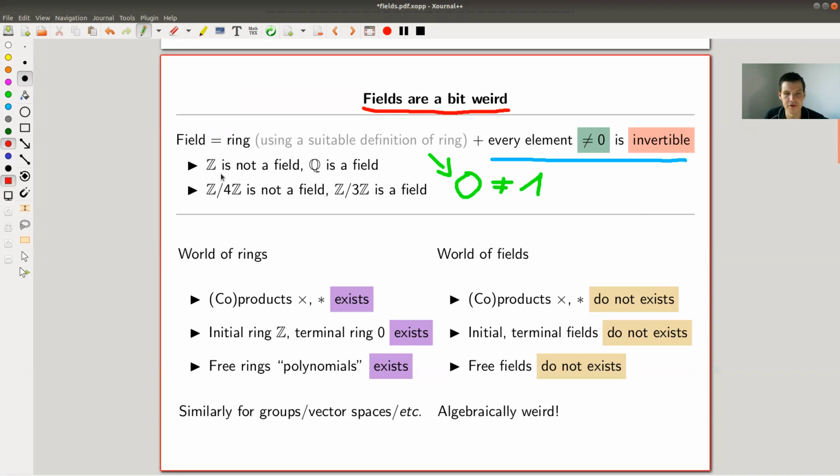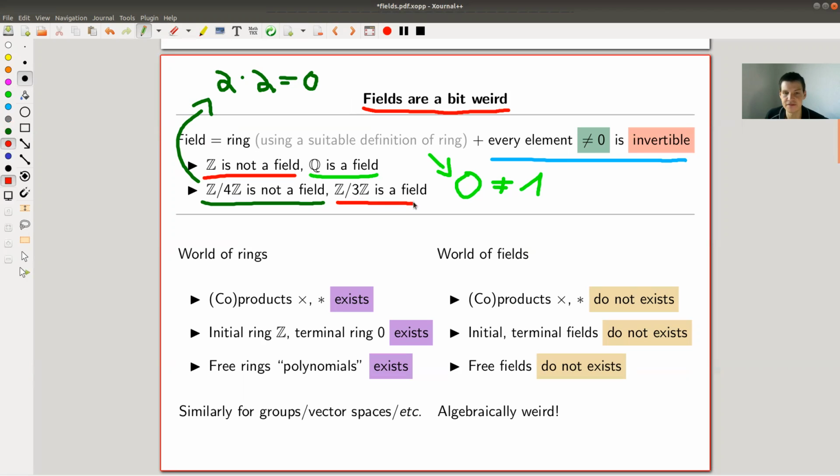And of course, all of you know examples. Z is not a field, since 2 is not invertible in Z, but Q is a field, of course. And some other funny examples: Z mod 4 is not a field. Why is Z mod 4 not a field? Because 2 times 2 in Z mod 4 is 0, so 2 can't be invertible. As soon as you have elements that are so-called nilpotent, or more generally A times B equals 0 for A and B non-zero, they can't be invertible.